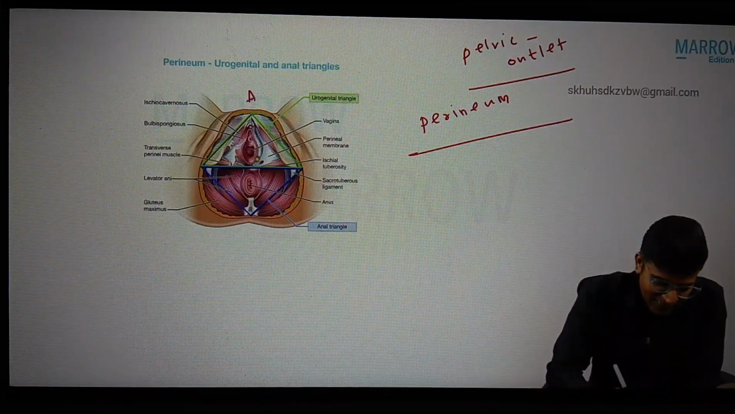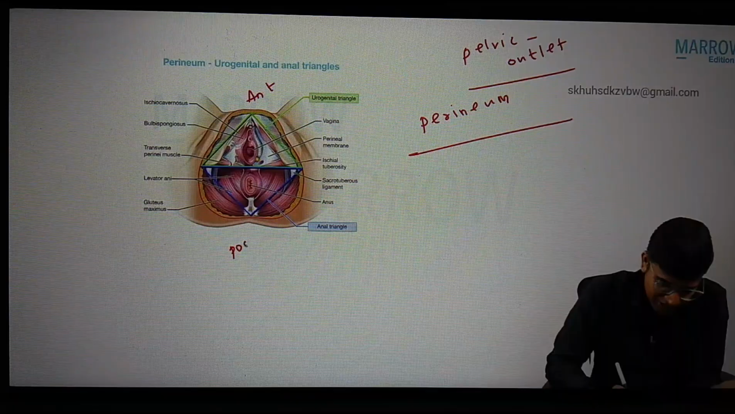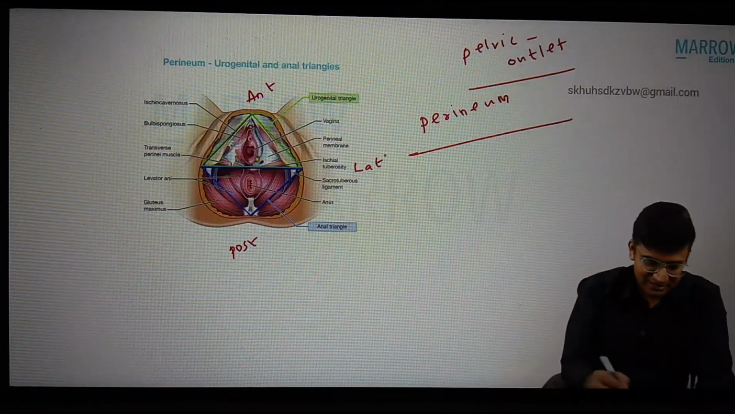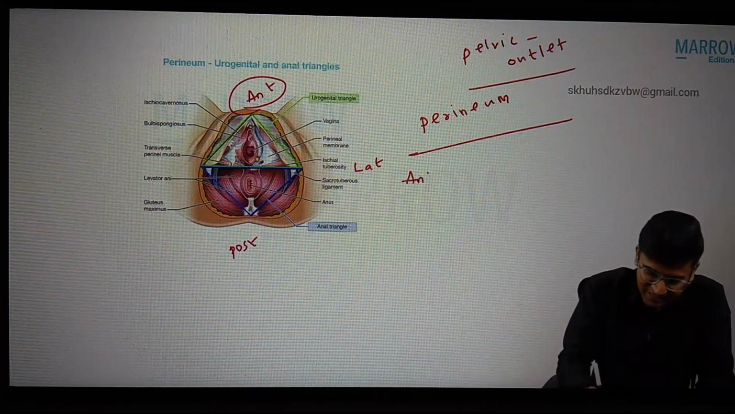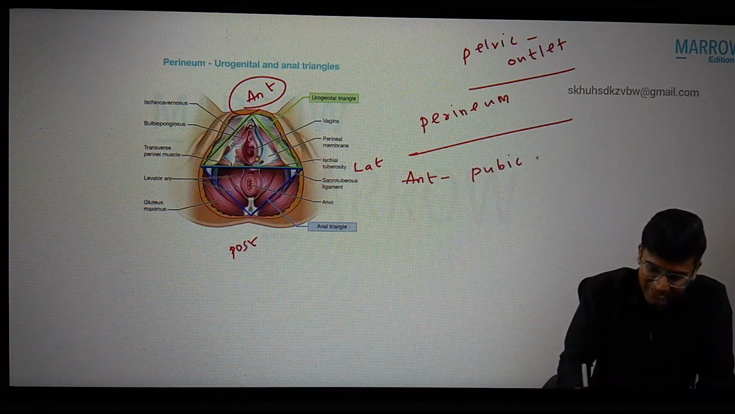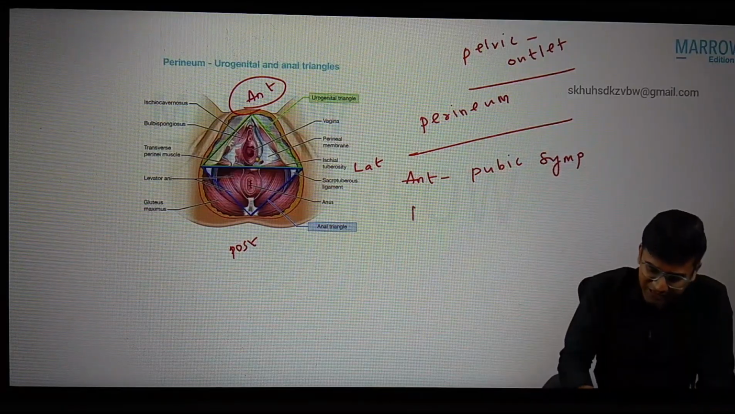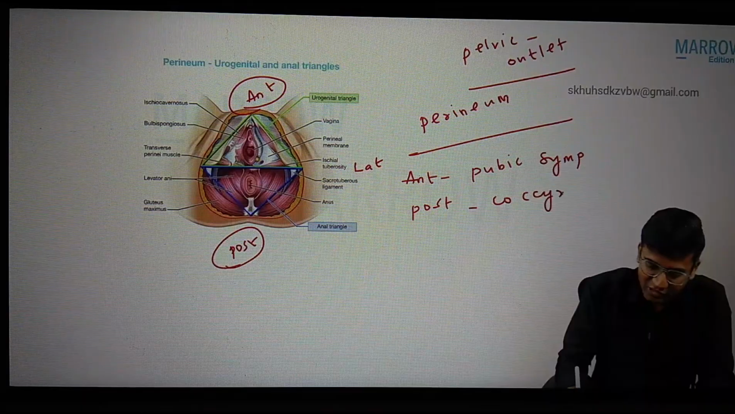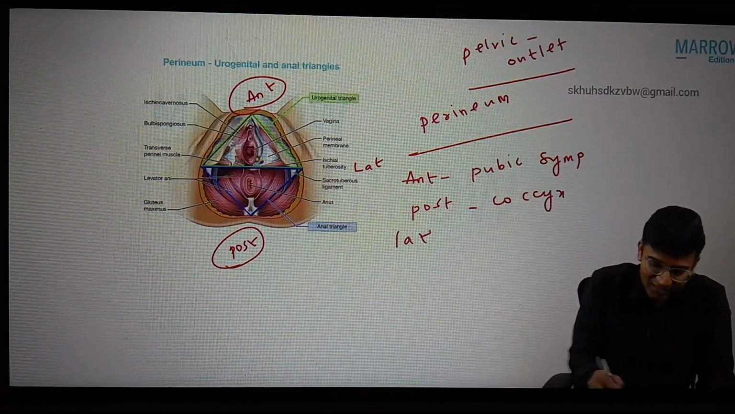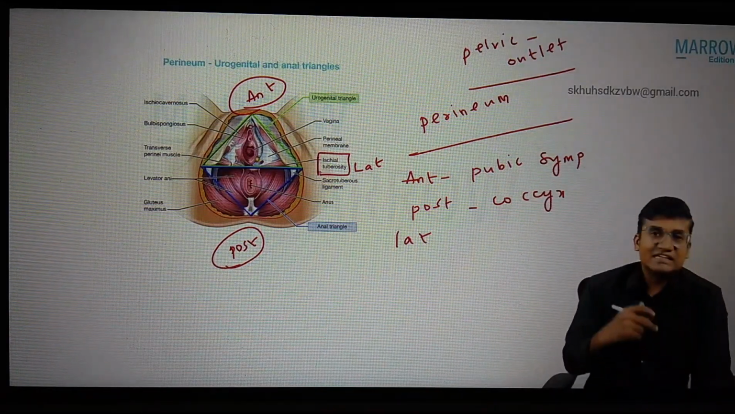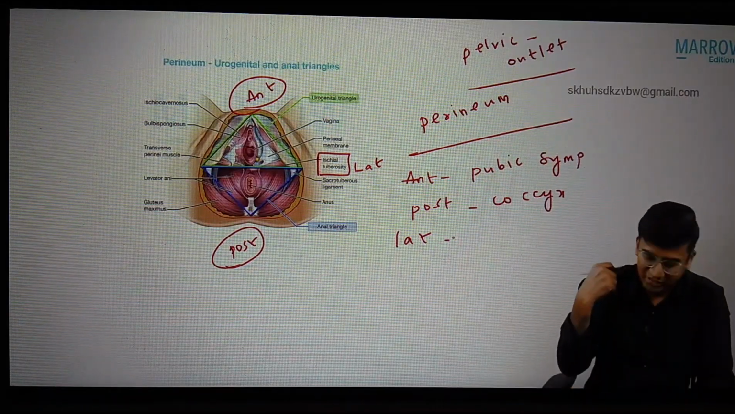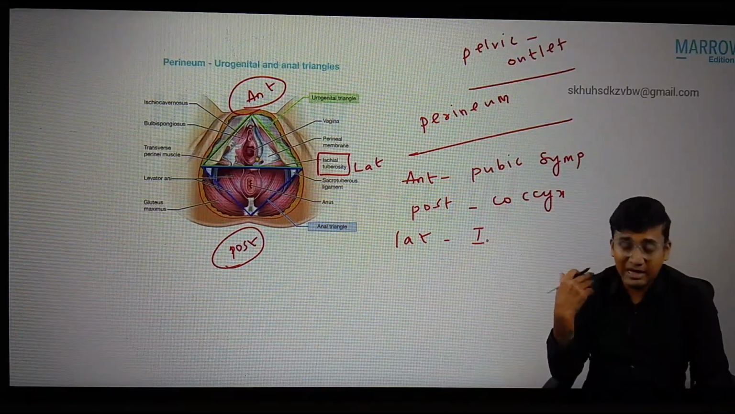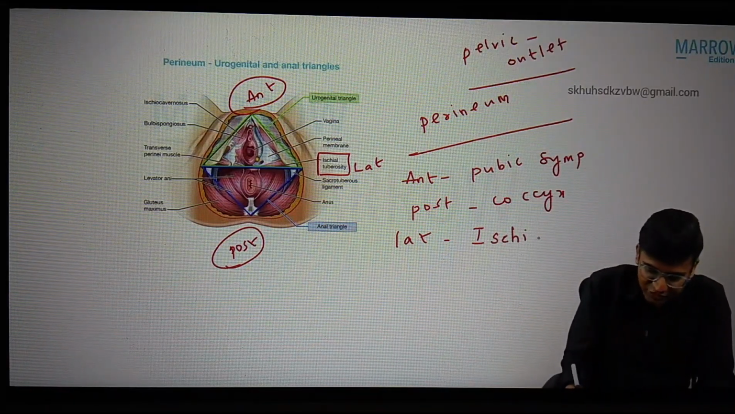This is the front side, anterior. This is the back side, posterior. And this is the lateral side. Anteriorly, the same pubic symphysis. Posteriorly, what bone do we have? Coccyx. Very good. Posteriorly, coccyx. Laterally, we are seeing this part. What is that? Ischial tuberosity. In the lower limb, we read about the ischial tuberosity. Ischial tuberosity gives origin to the hamstring muscles.